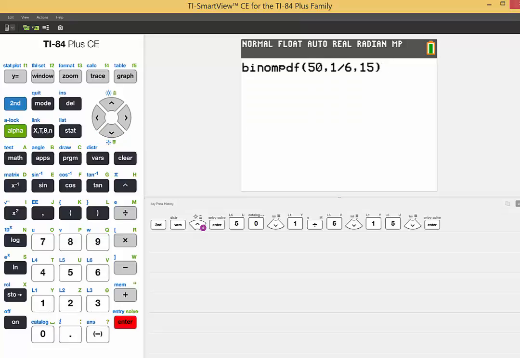And if you're using an 83 or 84 calculator that doesn't have that menu prompt for putting in values, your syntax will be in this order: N, P, and then X, separated by these commas. So we'll hit enter, and we'll find that that probability is 0.008 if we round to 3 decimal places.